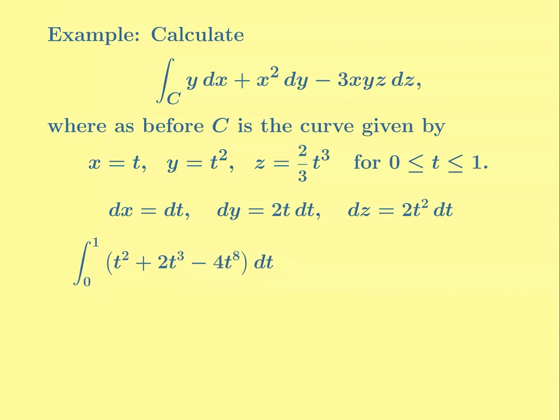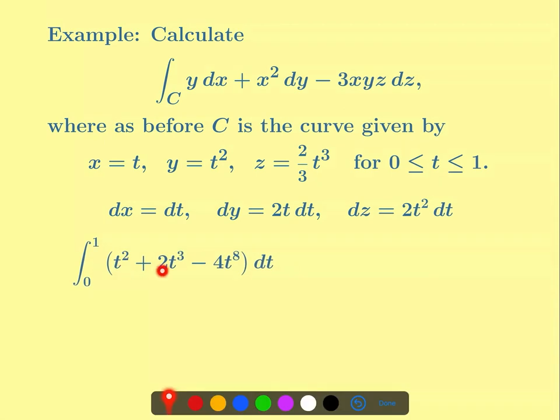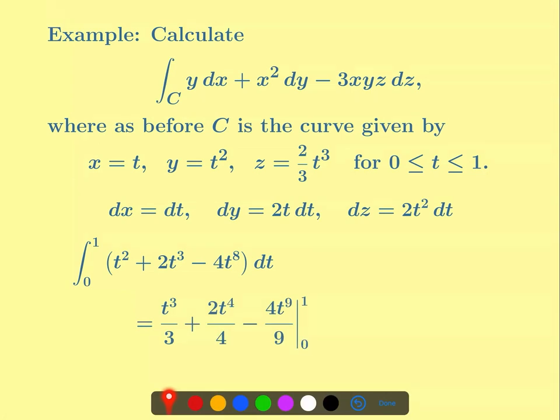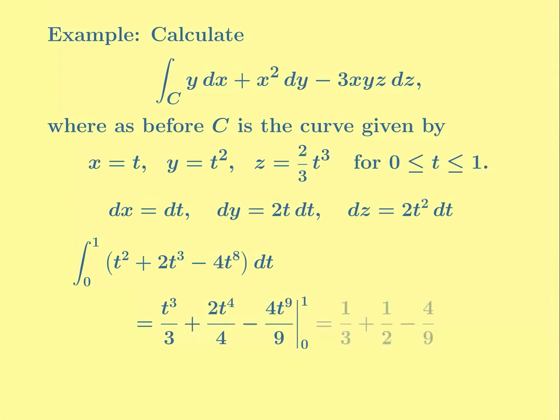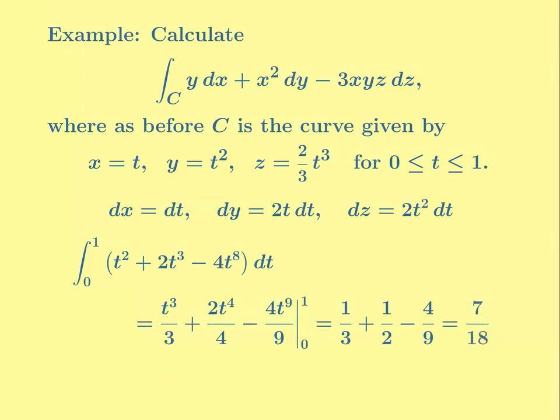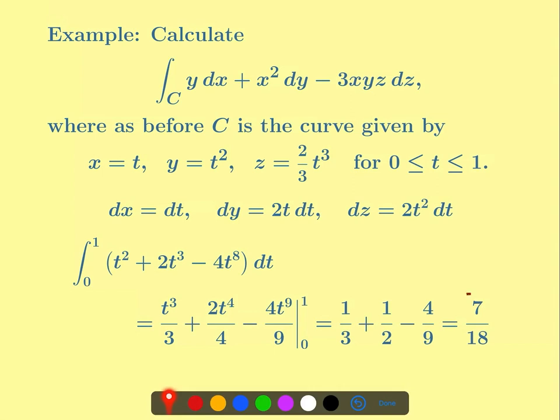So we want to integrate that. We're going to get t cubed over 3 plus 2 times t to the 4th over 4 minus 4 times t to the 9th over 9. We want to evaluate this from t equals 0 to 1. At 0, again, it's 0. At 1, we'll have 1/3 plus 1/2 for that, minus 4/9. 1/3 is 3/9. 3/9 minus 4/9 is minus 1/9. So we have 1/2 minus 1/9, and that's going to be 7/18. So 7/18 is the value of this line integral.